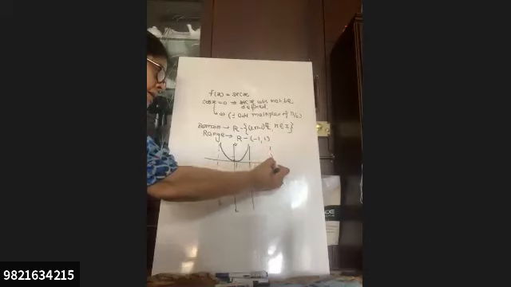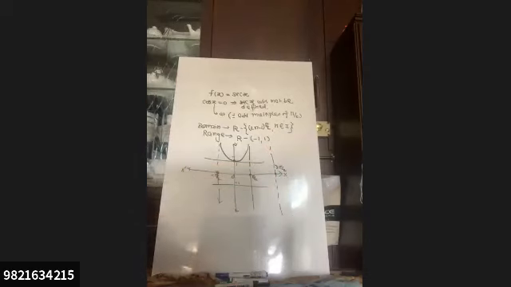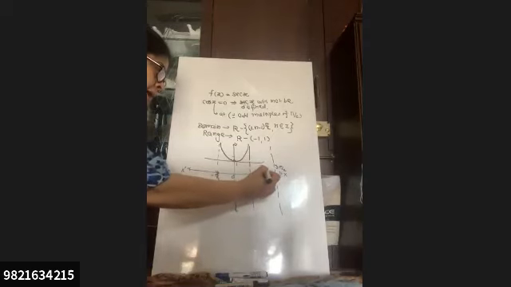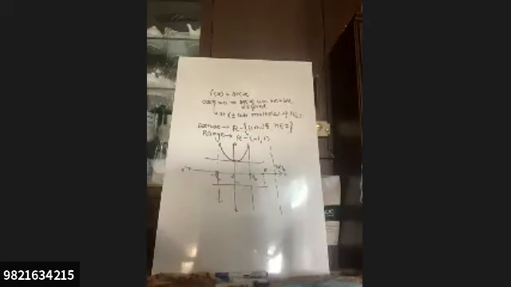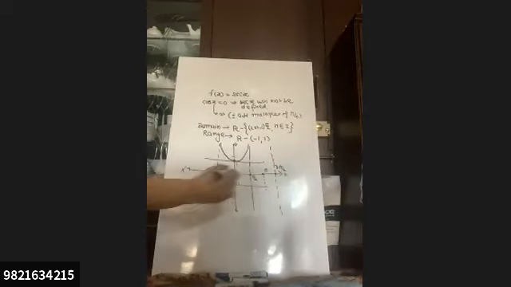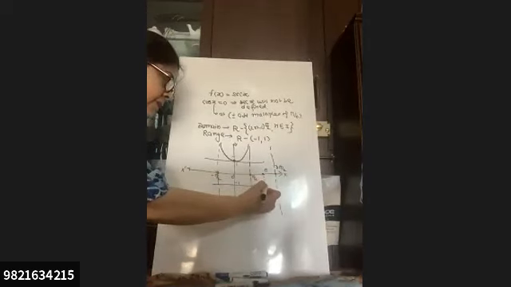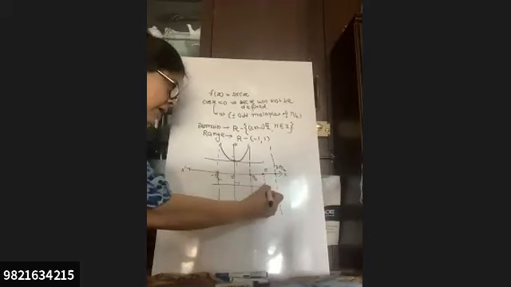Tell me. What will happen between pi by 2 and 3 pi by 2? Come on. Again, there will be pi in between. Minus 1. Correct? So again, you will have a graph like this going down.